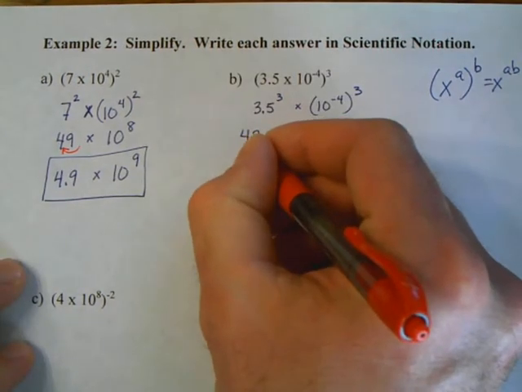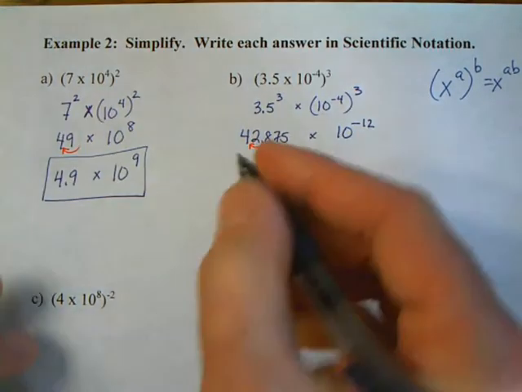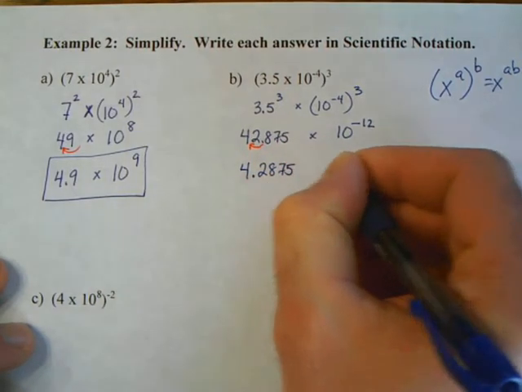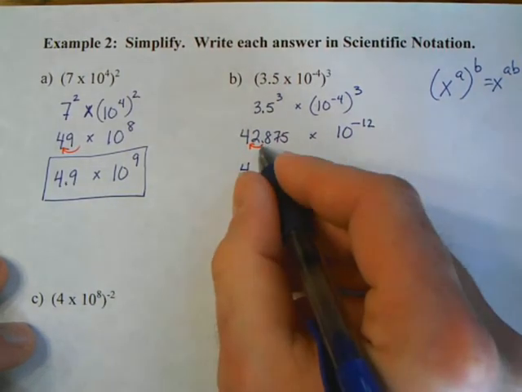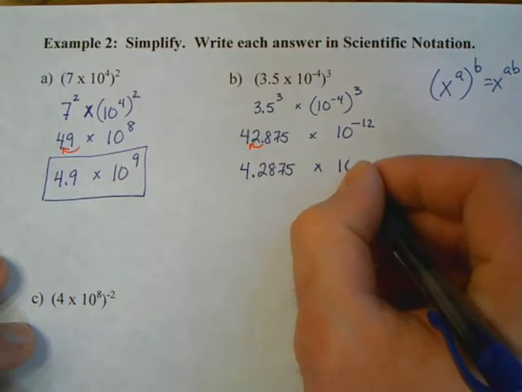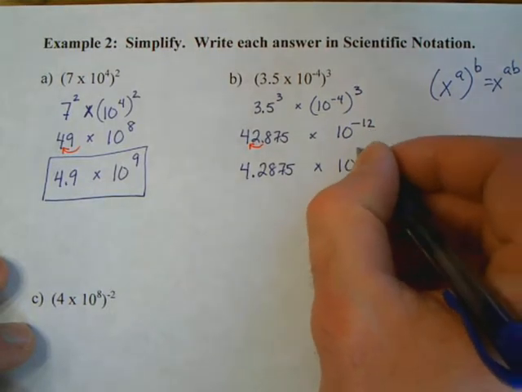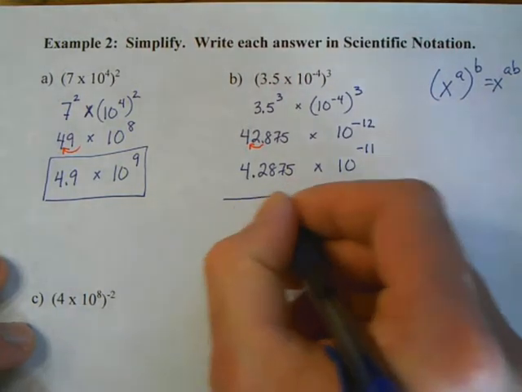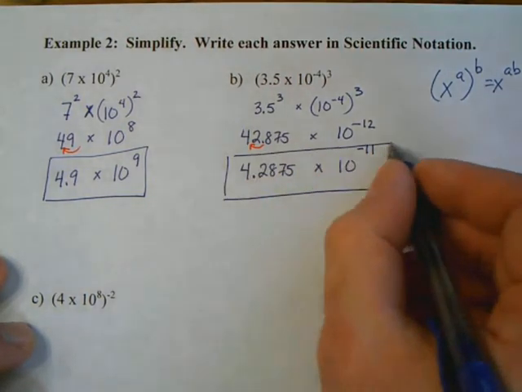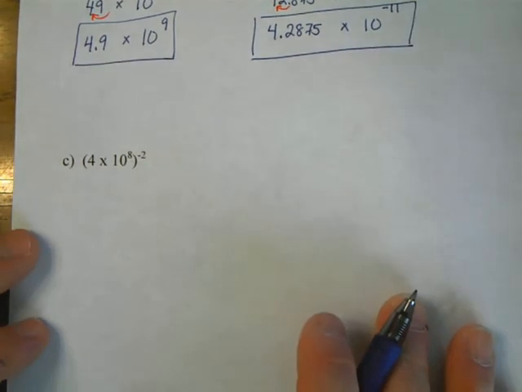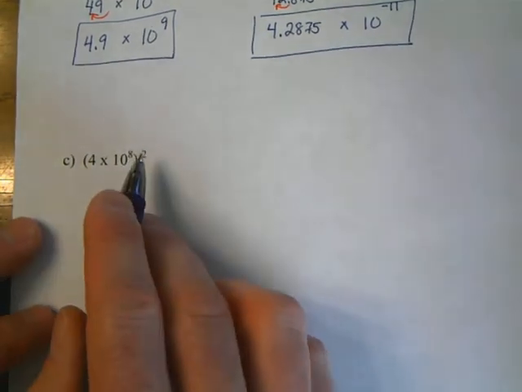Once again, as in problem A, we can't have a number greater than 10. So I must convert and move the decimal one place over and change this to 4.2875, keeping our digits. And since our number got smaller, our exponent gets bigger. What's bigger than negative 12, going up on the number line? That goes up to negative 11. So there's our answer.